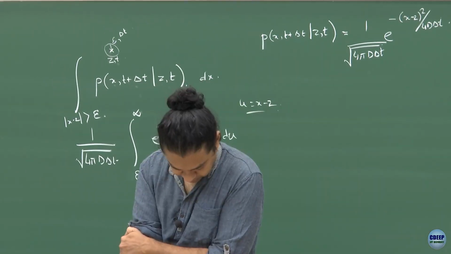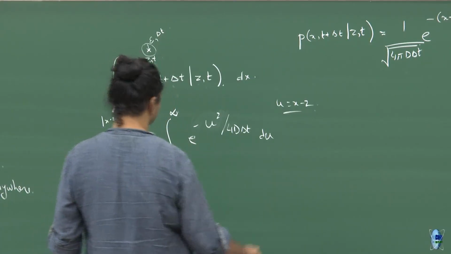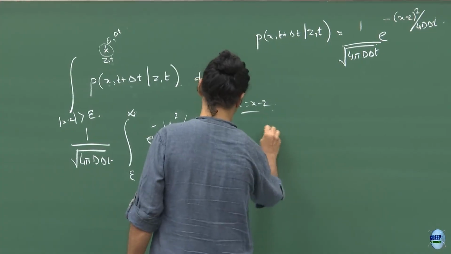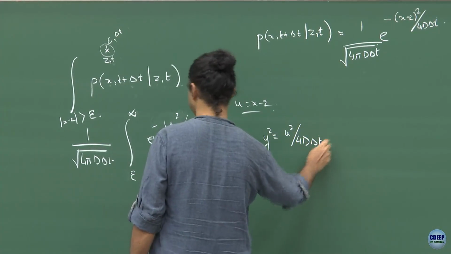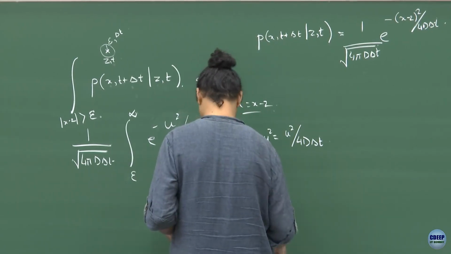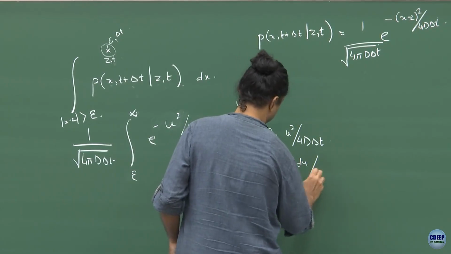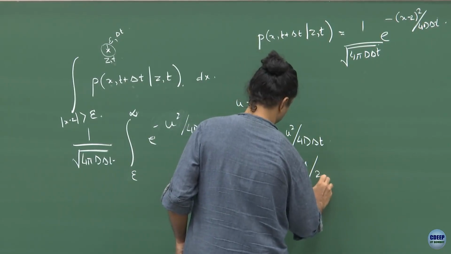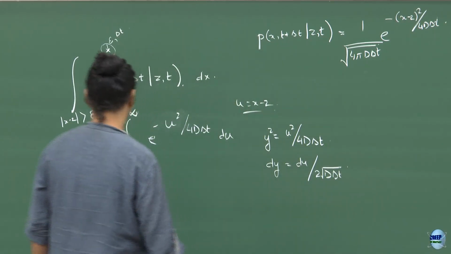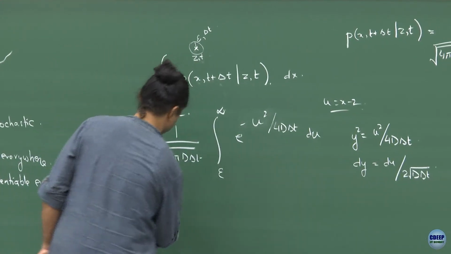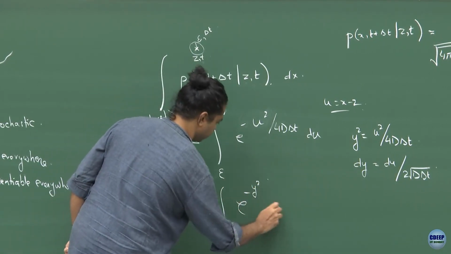What is this? So, let me do one more thing. Let me call this whole thing y, so let me say y square is u square by 4 D delta t. I get dy equal to du by 2 root D delta t, right. So, then this becomes the integral of e to the power of minus y square dy.